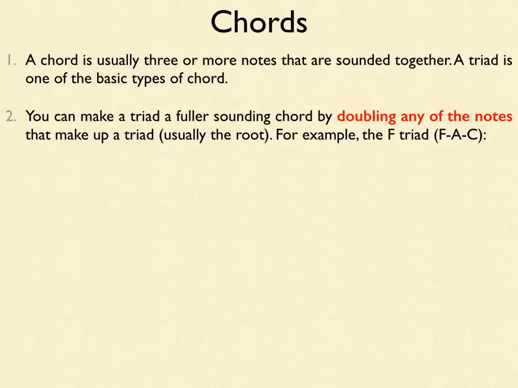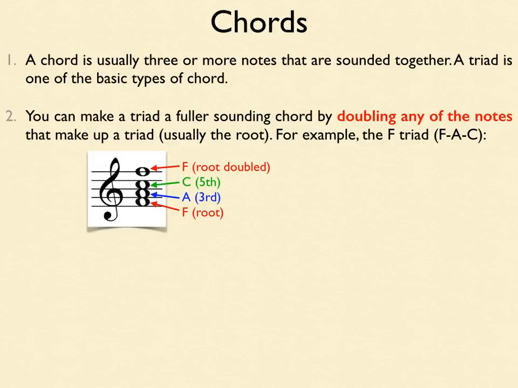So for example, the triad FAC, you can double the root, so you have FACF, so there's a fuller sounding chord. You have the F at the bottom, followed by the A above it, and the C above it, and the F at the top. Okay, so you play that together as a chord, or if you were to break those notes up, it would be your arpeggio, I suppose, on F. So you can see that's an F chord, and it's in root position because the root's at the bottom.